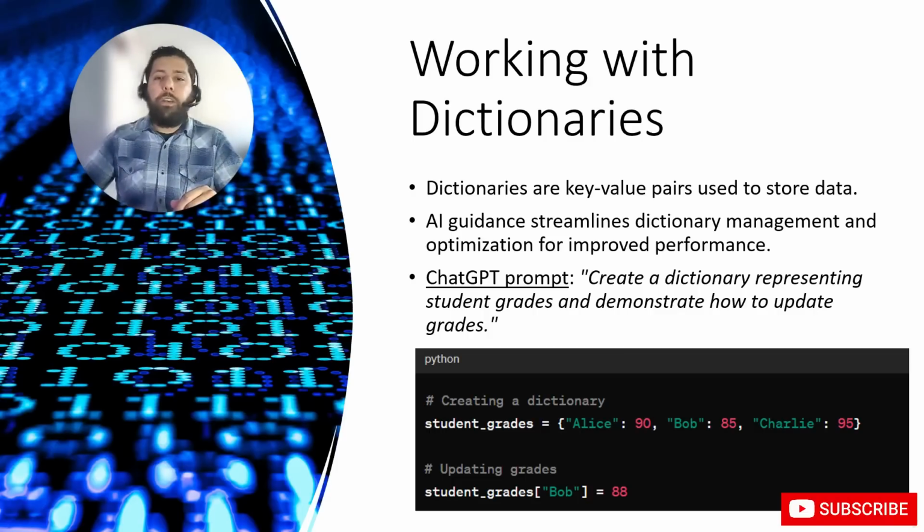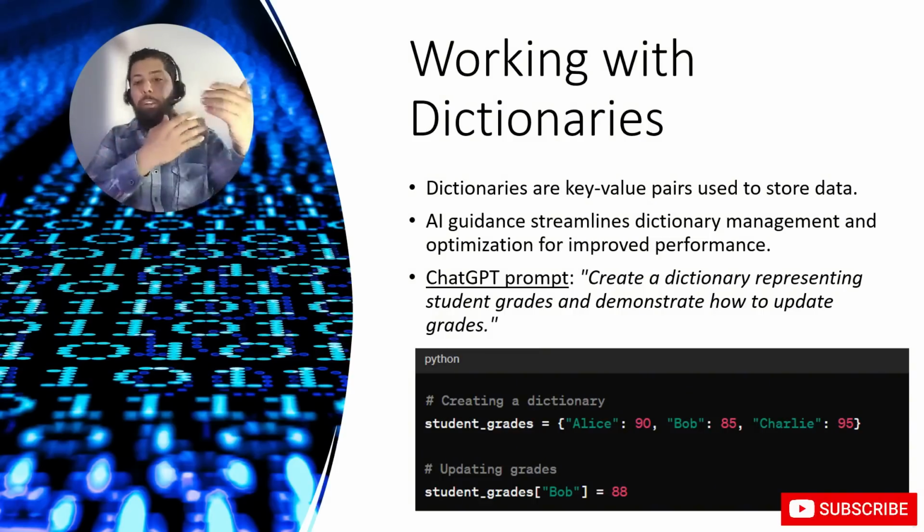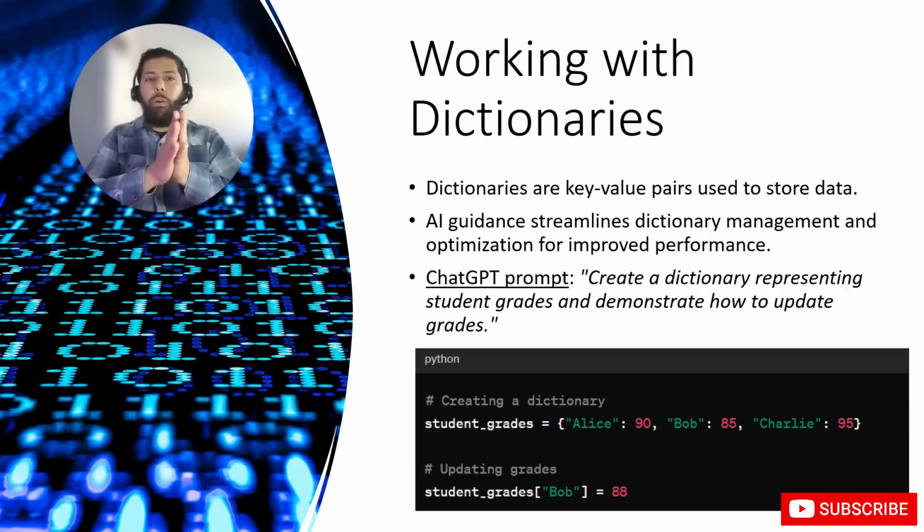But create a dictionary representing student grades and demonstrating how to update grades. So say, for instance, I wanted to create a whole dictionary of a student followed by their grade. So here, for instance, I have Alice, 90, Bob, 85, and so on. So that's what you call a dictionary. So now you can store a collection of data, as opposed to lists and tuples, where you're only storing elements. Here, you're storing sets of data, and they're controlled by colons and commas.